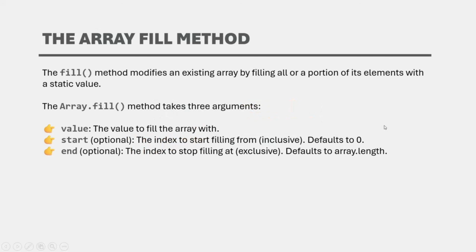The fill method modifies an existing array by filling all or a portion of its elements with a static value. It takes three arguments. The first argument is the value with which you want to fill the array. Then it also takes the start index from where you want to start filling, and the end index till where you want to fill that static value. The start and end index are optional. Let's try to understand this fill method with a simple example.